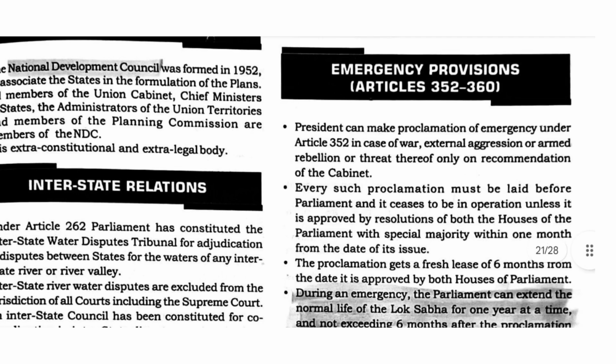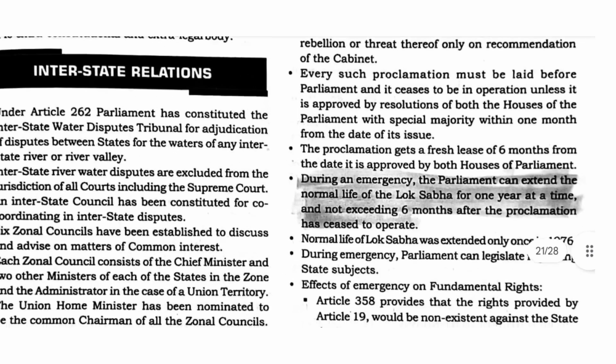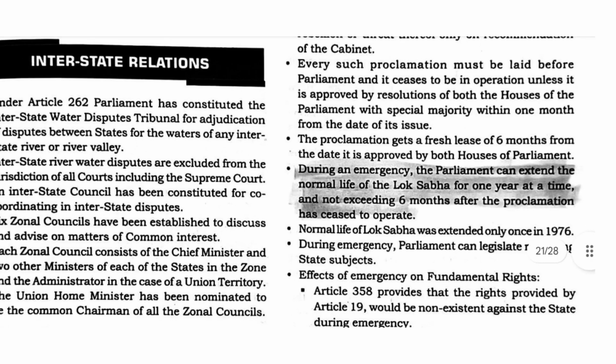Emergency provisions, Article 352 to 360. The President can make a proclamation of emergency under Article 352 in case of war, external aggression, or armed rebellion, or threat thereof, only on the recommendation of the cabinet. Every such proclamation must be laid before Parliament and it ceases to be in operation unless it is approved by resolutions of both houses of Parliament with special majority within 1 month from the date of its issue.